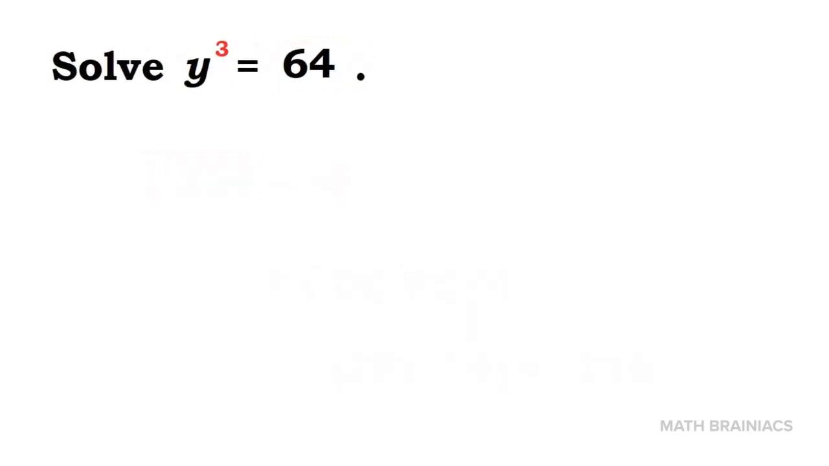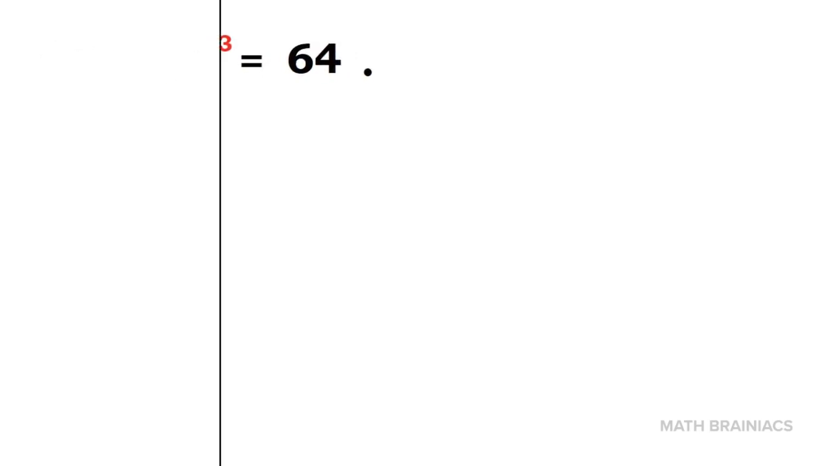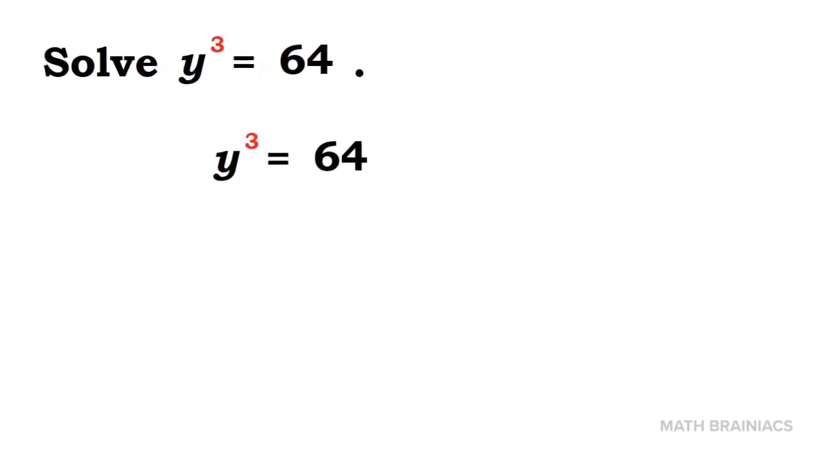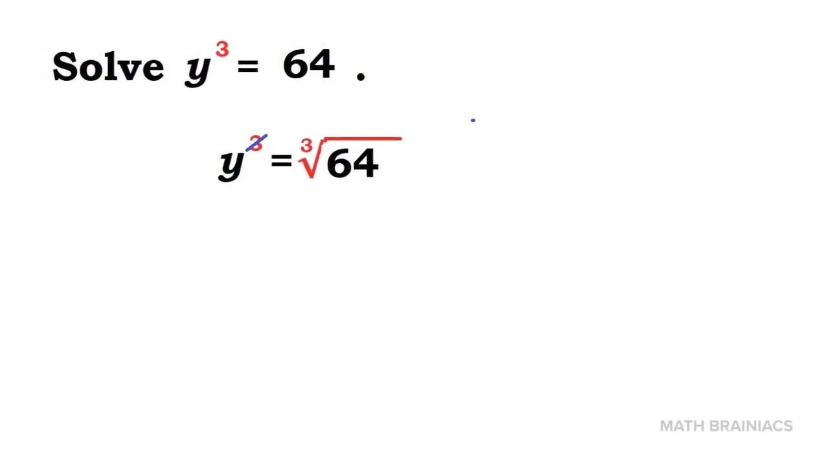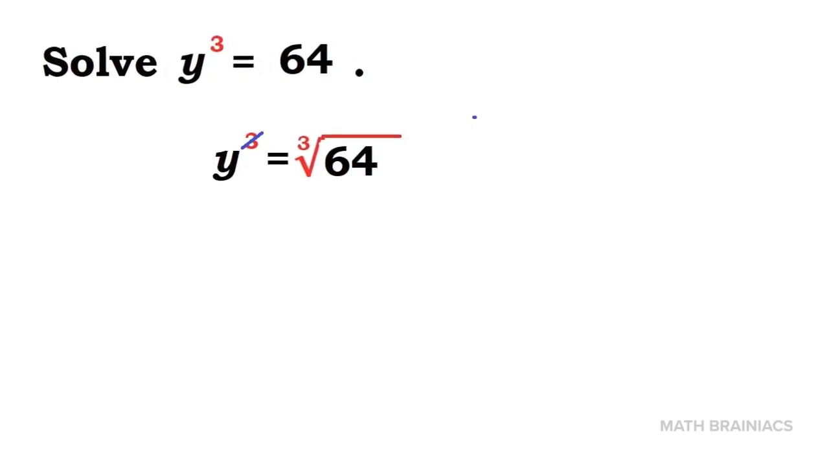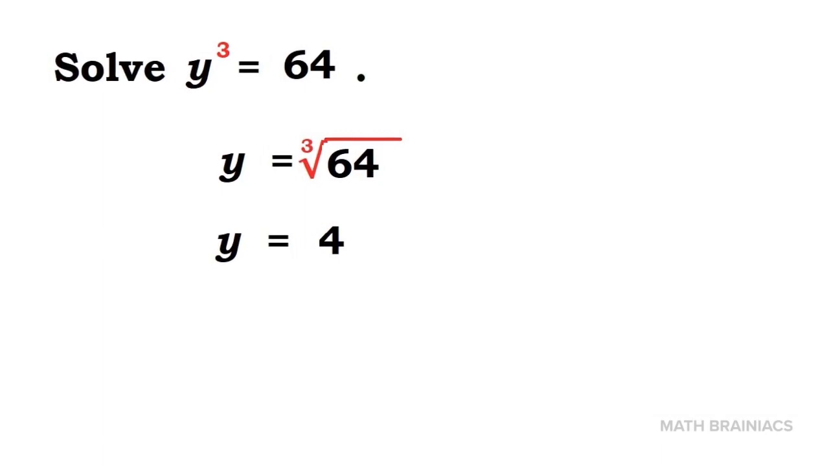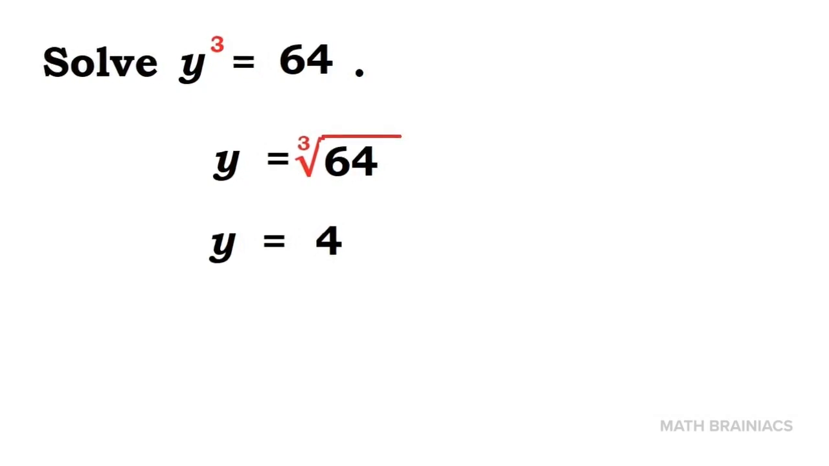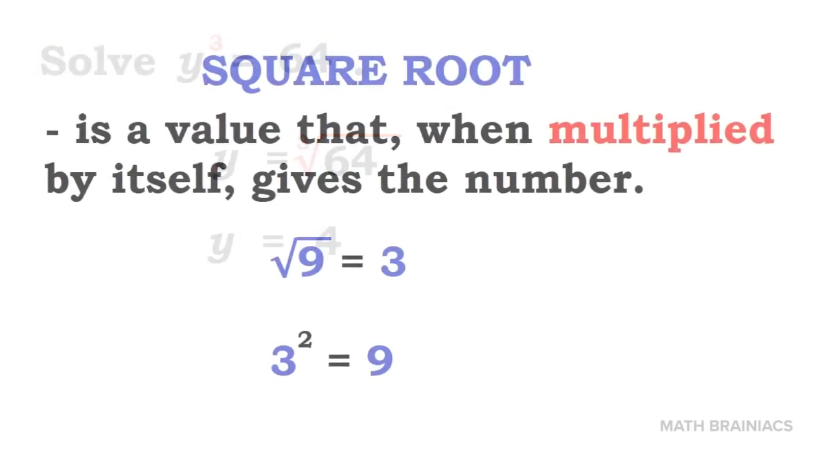Let us work on this example so that you can fully understand the lesson. Solve y cubed is equal to 64. Rewriting the equation below so that we can start working on it. We can cancel out the exponent of y, which will give us the cube root of 64. Accordingly, our answer is 4. y is equal to 4. If we are going to multiply 4 three times, it will give us 64.